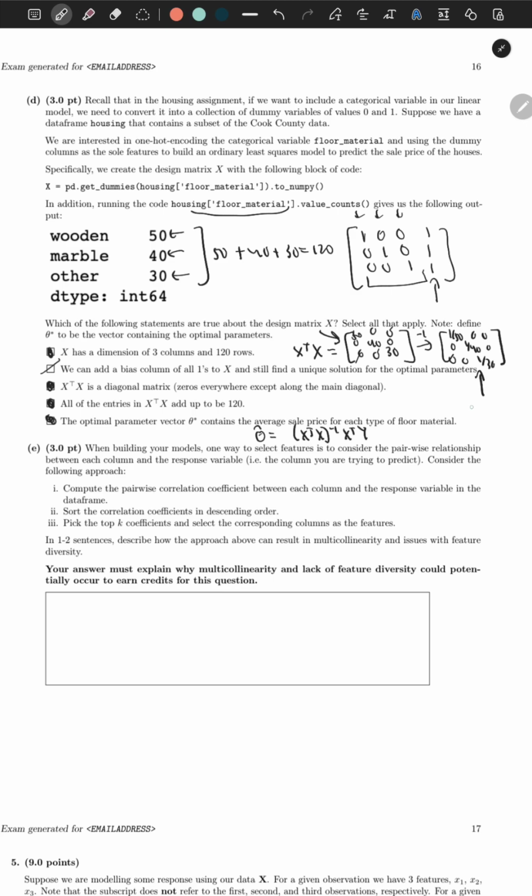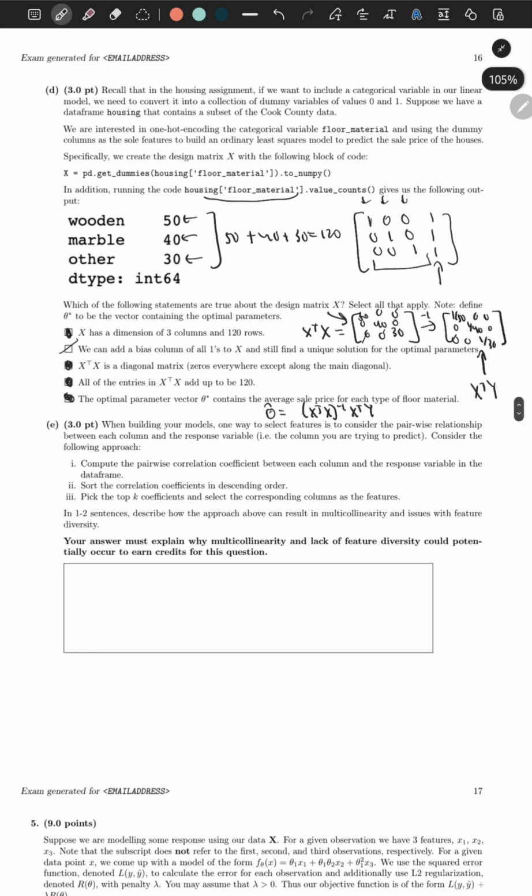Then if we multiply this matrix by X transpose Y, X transpose Y is currently a vector, and for every single entry, it holds the total price of the houses for every single type of material. So this first element in our vector here would be adding up the total price of all the houses with a wooden material. And then the second element would be adding up all the prices for the houses with a marble material. And then you can imagine the third element would be adding up all the prices of the houses for materials of a different type.